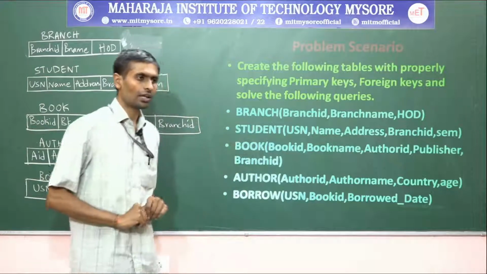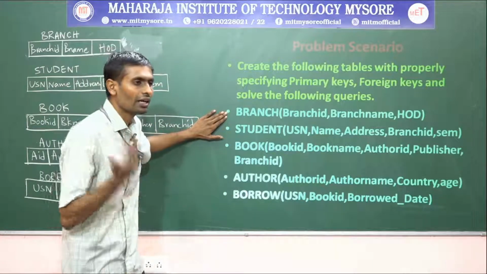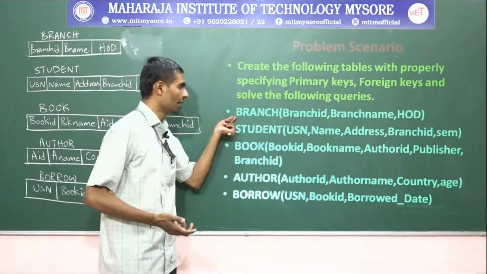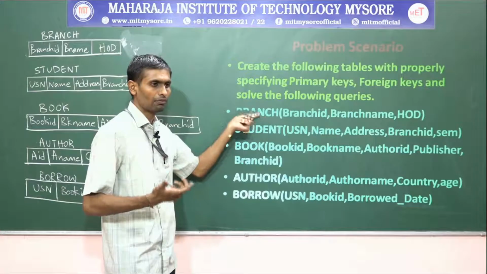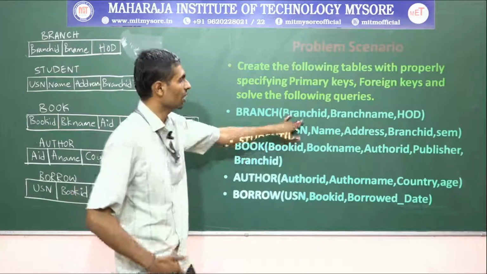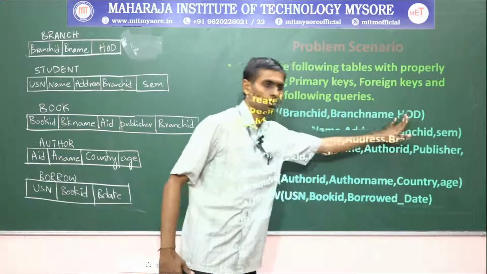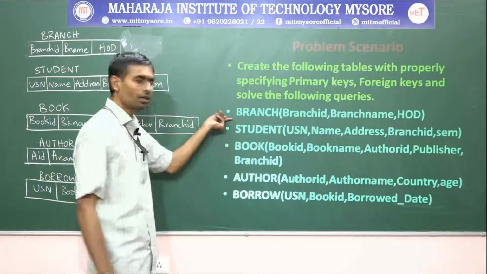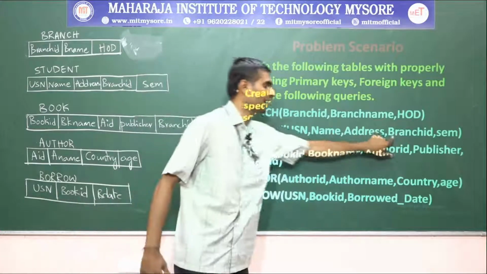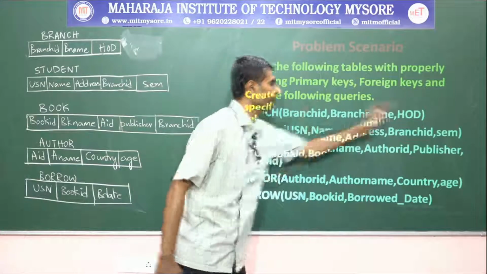To solve this scenario, we can go with creating tables like this, guys. All branch details I can store in a branch table, the name of the table is branch, and having the columns, that means the attributes, like branch ID, branch name, and branch HOD, this we have taken. Then the student table contains USN, name, address, branch ID, and a semester. Student belongs to which semester, fine.